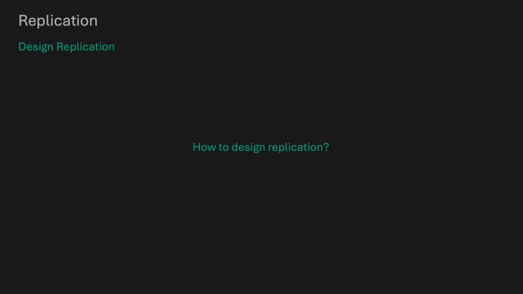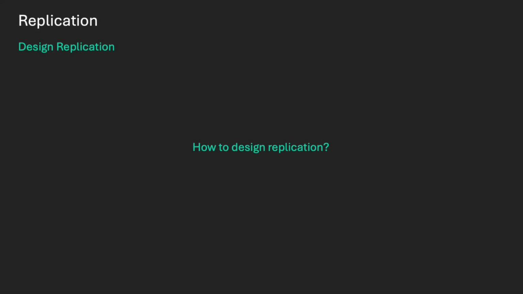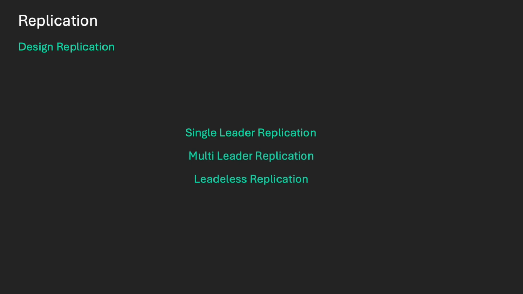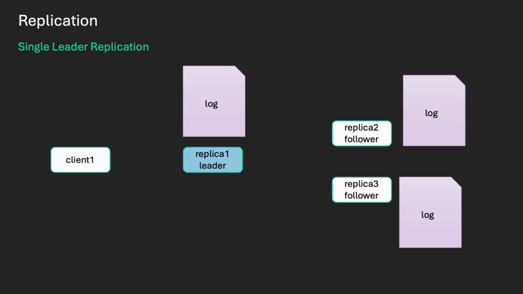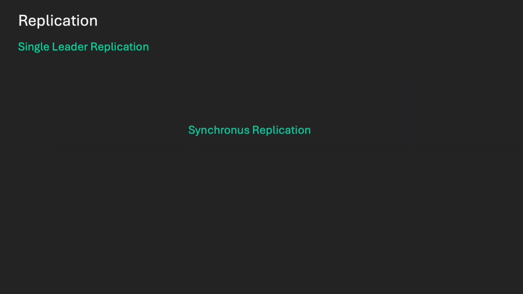Now, let's talk about how to design replication. Replication is generally implemented in one of three ways: single leader replication, multi leader replication, and leaderless replication. In single leader replication, all writes go through the leader, which is responsible for forwarding those writes to its followers. We previously discussed synchronous and asynchronous replication, both of which have their own challenges.